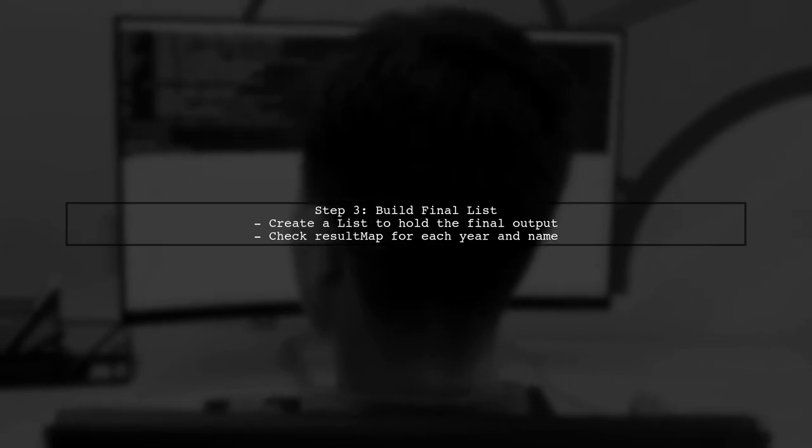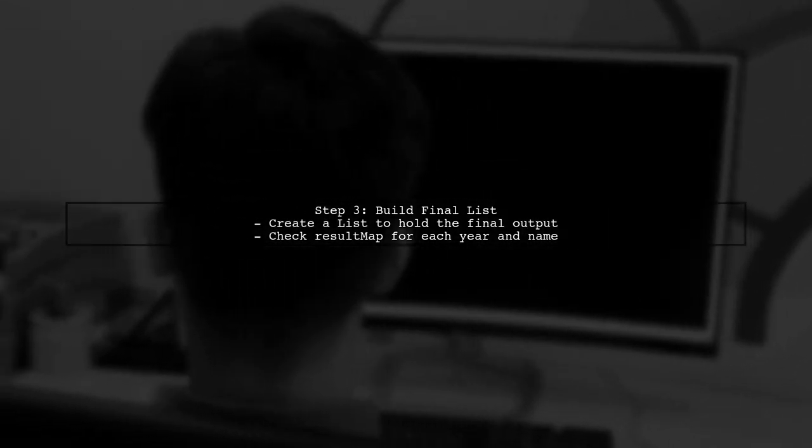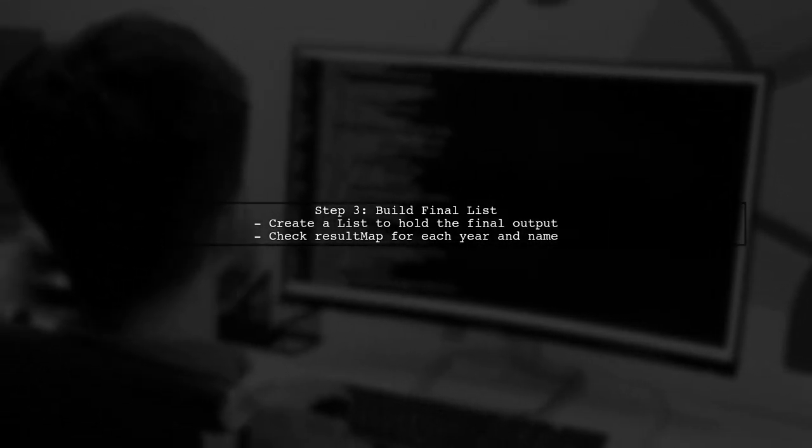Next, we will iterate through the unique years and names to build our final list. For each combination, we will check if an entry exists in the result map. If it does, we will use the average time taken. If not, we will set it to zero.